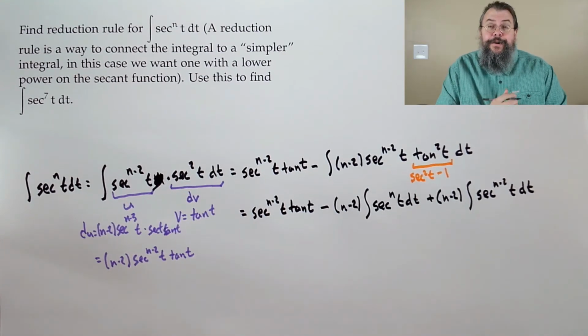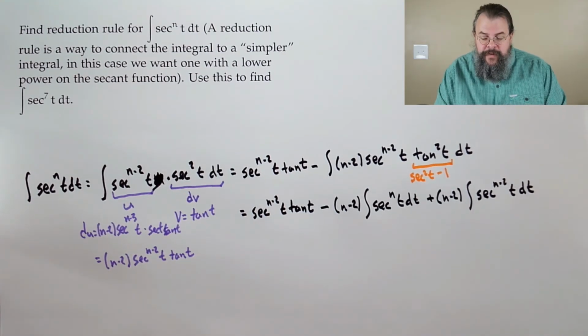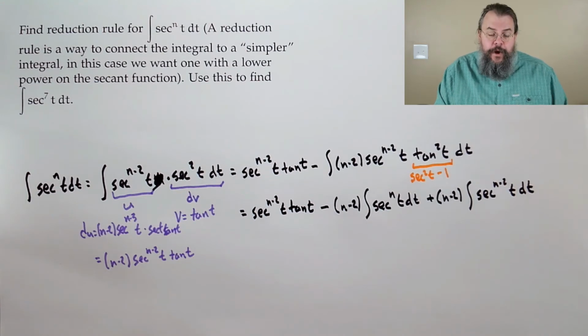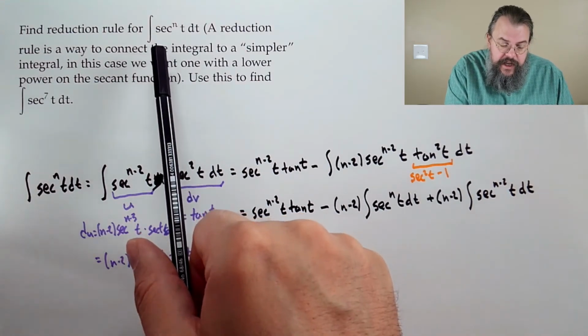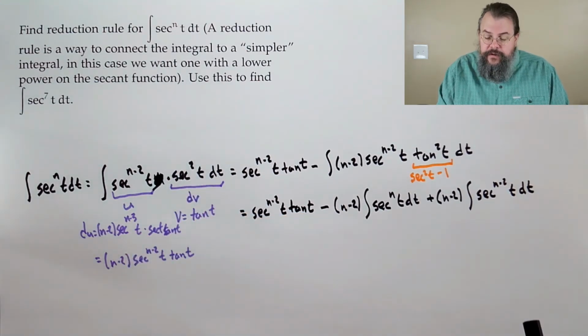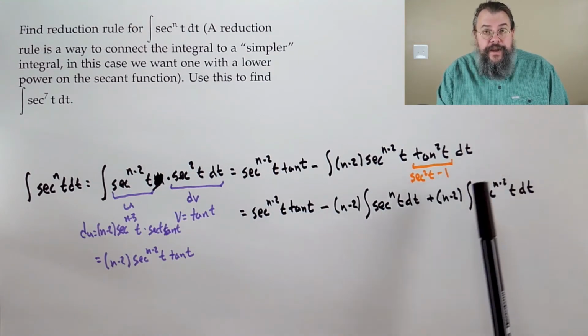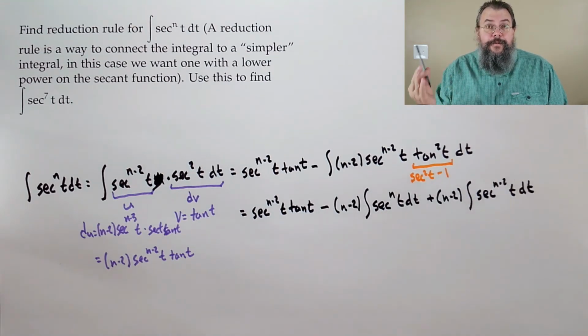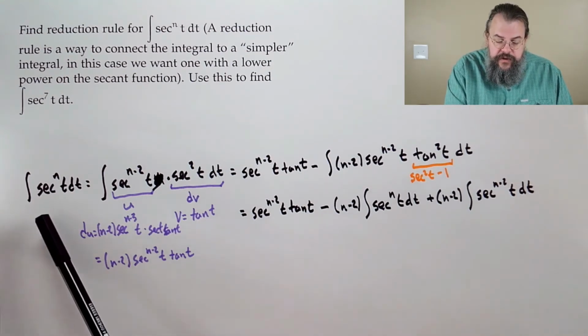Okay, well, we're almost there. Notice, what are we after? Well, we want to connect the integral of secant to the n with the integral of secant to a smaller power. There's our integral of secant to a smaller power. What's the last thing for us to do? Well, what we have to do is put those terms together.